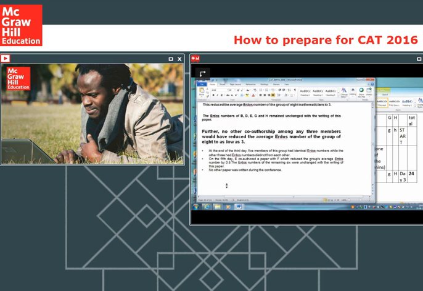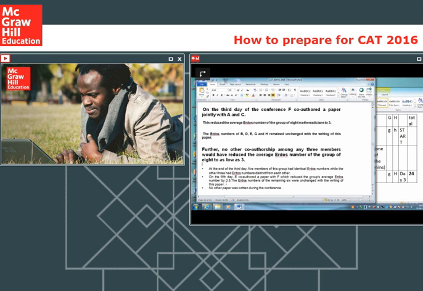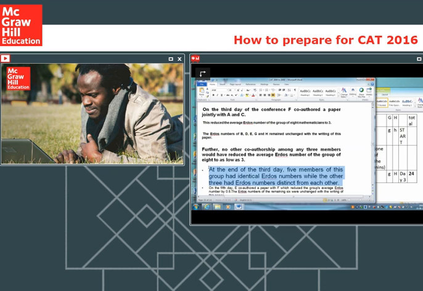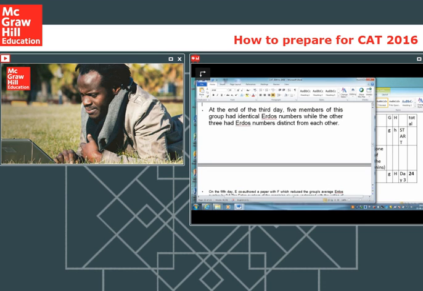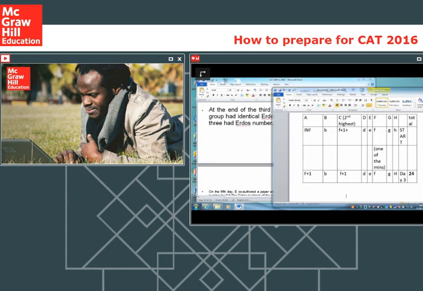And now you are down to the last 4 sentences, and at the end of this you will get your answers. At the end of the 3rd day, now this is the next critical element. At the end of the 3rd day, 5 members of this group had identical ADOS numbers, while the other 3 had ADOS numbers distinct from each other. So you are in a situation where you want 5 people to have the same value and 3 more people to have different values. I'm representing these as the 8 people.